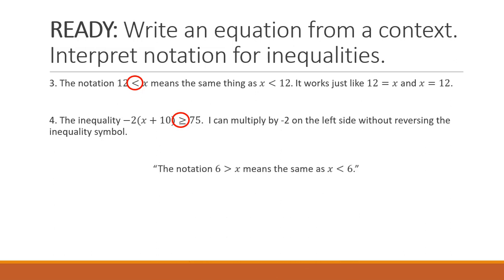For example, to check this statement, the notation 6 is greater than x means the same as x is less than 6. This could be checked by substituting 2 in for x. The notation 6 is greater than 2 means the same as 2 is less than 6. This is a true statement. We could try a few other numbers to further verify that 6 is greater than x means the same thing as x is less than 6.